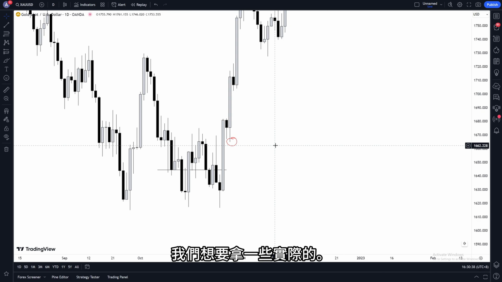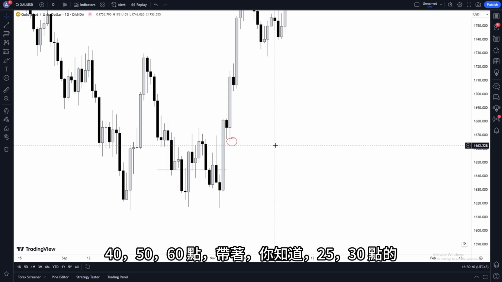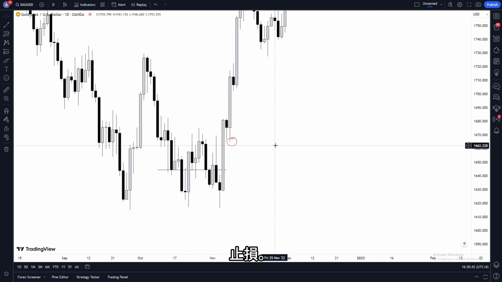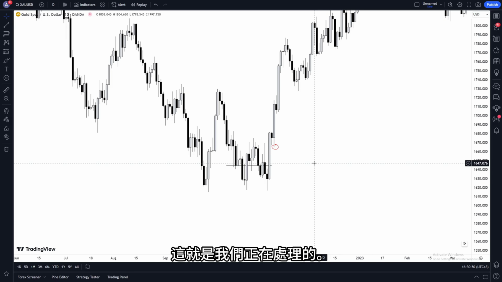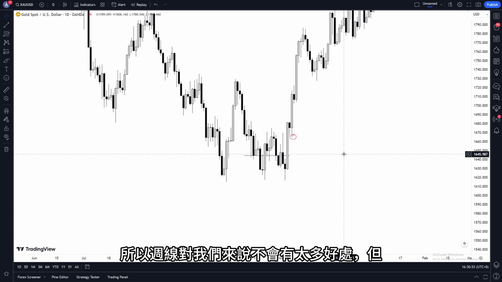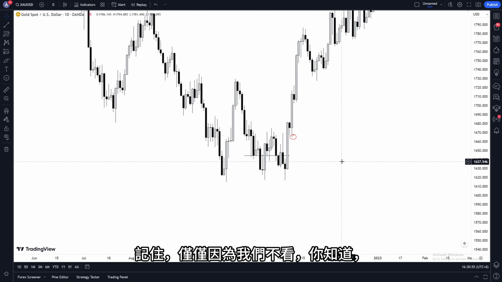We want to take something realistic. 40, 50, 60 pips with 25, 30 pip stop losses. Things like that is what we would prefer to take. So real short-term targets, intraday scalping sort of maneuvers, and that's what we're dealing with. So the weekly wouldn't really benefit us too much, but remember, just because we're not trading a position trade or trading a swing trade does not mean we completely forget about the other two higher time frames.